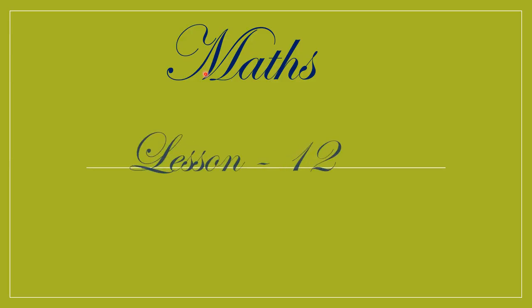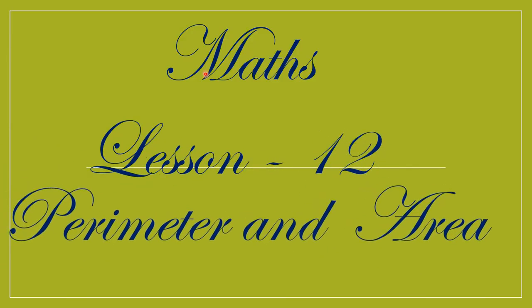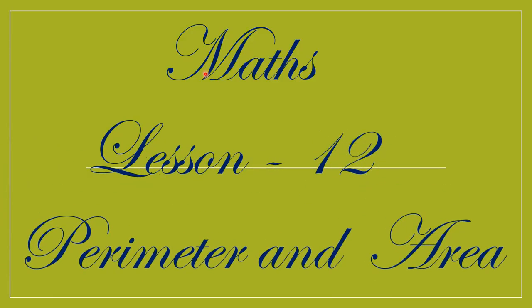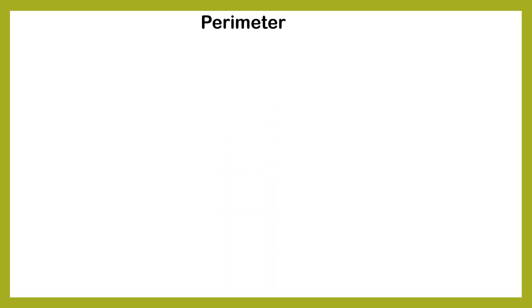That's lesson 12, perimeter and area. Now this lesson is divided into two parts. First, we will be learning what is perimeter, and then we will be learning about area. So let's begin with perimeter.